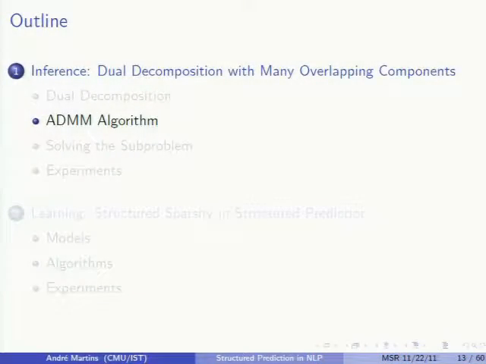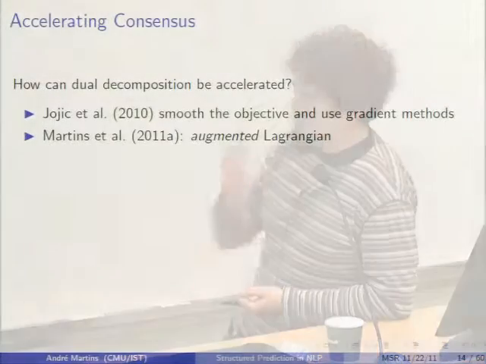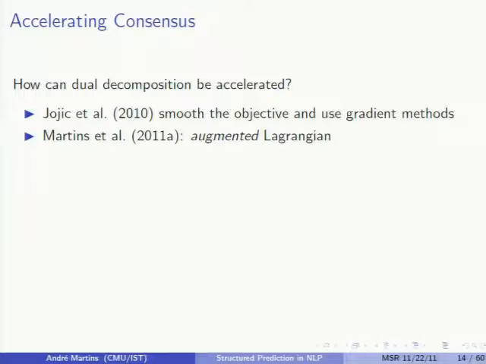Okay, so let's talk about the ADMM algorithm. The goal is to accelerate the decomposition. There have been a couple of approaches that tried to do that, one by Vladimir Jojic, Daphne Koller, and some other authors, where they essentially smooth the objective function by adding an entropic term. And then, because the objective becomes differentiable, they can just use gradient methods. So in this case, they used Nesterov fast gradient techniques, and they managed to accelerate dual decomposition by doing that.